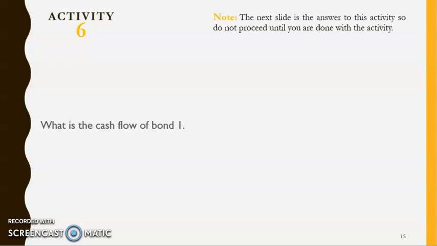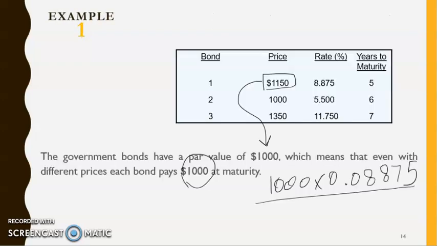Okay, now you should be familiar with what it is asking you here. It is asking what the cash flow of bond 1 is. So according to the activities that we just had, please take your time and try to create a cash flow for that. For creating the cash flow, pay attention, my friend. The years to maturity here is 5. So it means that in 5 years, everything would be done with this bond.